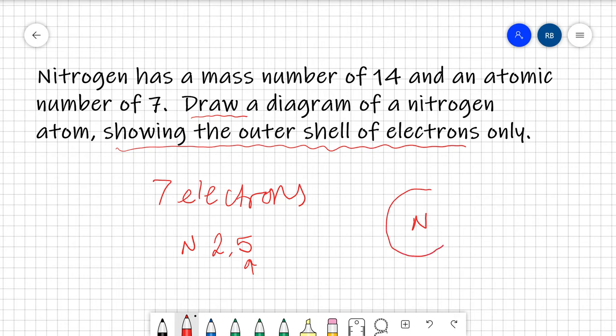So here we go. 2, we're not going to bother showing those, we're not asked to. 5, 1, 2. You can put these anywhere. 3, 4, 5. And that'll do. N, and then just the 5 of the outer shell of electrons. Fantastic. Give yourself a tick if you got that right.